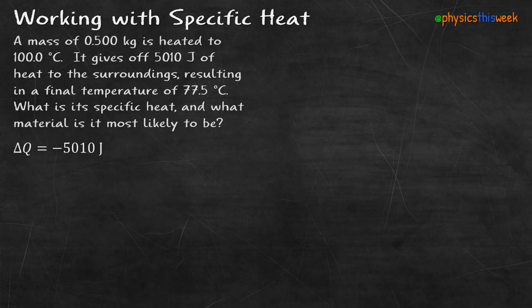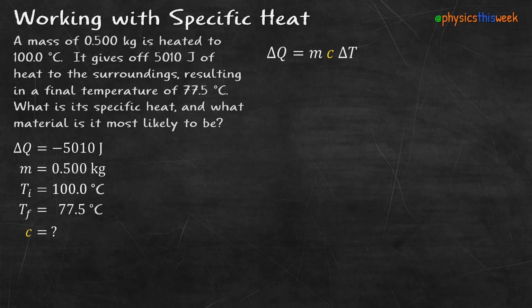We start out with delta Q equals negative 5,010 joules. The negative lets us know that the heat has been taken away from the metal. The mass is 1/2 of a kilogram. The starting temperature is 100.0 degrees Celsius because it was in boiling water. The final temperature was given as 77.5 degrees Celsius. This leaves us only the specific heat as our unknown.